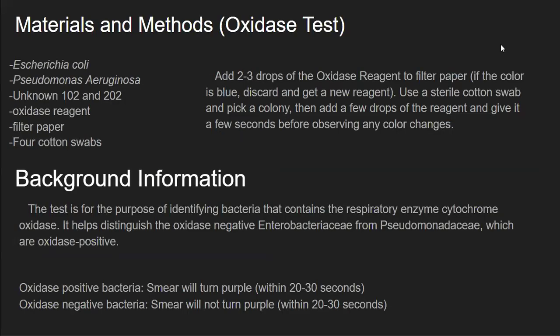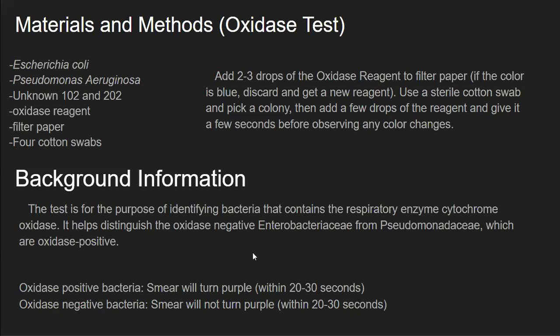The materials and methods for the oxidase test. These are the materials. Add 2 to 3 drops of oxidase reagent to filter paper. If the color is blue, discard and get a new reagent. Use a sterile cotton swab and pick a colony, then add a few drops of the reagent and give it a few seconds before observing any color changes.